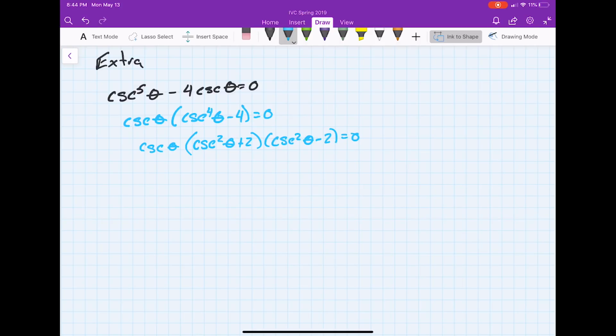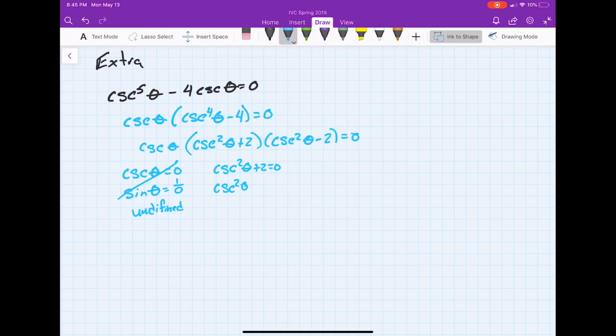This is cosecant theta. So what makes this 0? Well, cosecant theta equals 0. Well, that's the same as saying sine is 1 over 0. Well, this is undefined because you cannot divide by 0. So this can't happen. So this is not a 0. So let's move on to the next portion. We have cosecant squared theta plus 2. We'll set that equal to 0.